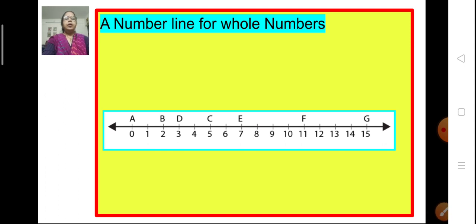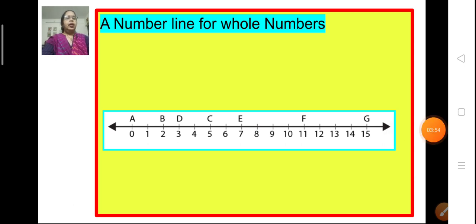The number line of whole numbers starts from 0 and is endless towards one side. That means in one direction it is endless, because we cannot find the largest whole number. Any whole number you take, add 1 to it, you get its successor.